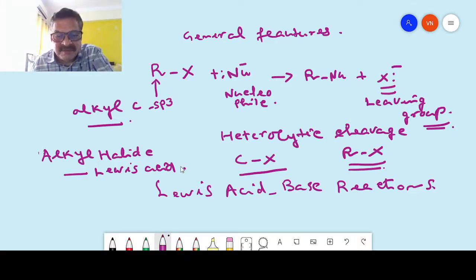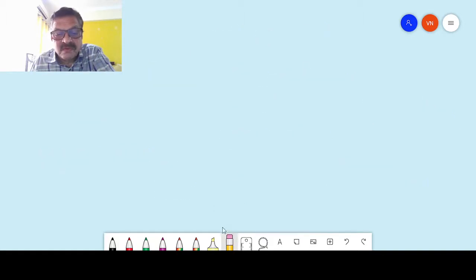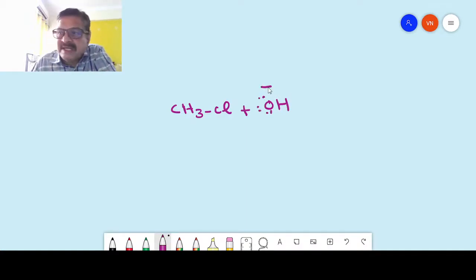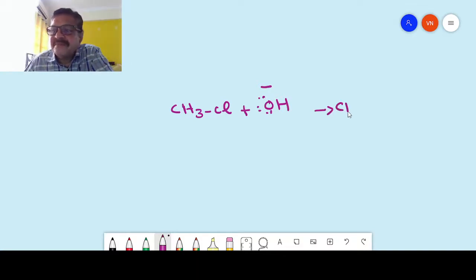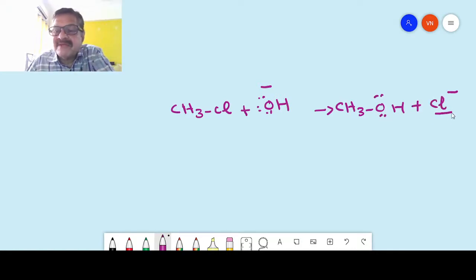Now a simple example I can give you is methyl chloride, CH3Cl, the simplest methyl halide. Then we have OH minus, which is the nucleophile. This gives you methyl alcohol, and then we have chloride, Cl minus, which is the leaving group. This is how the reaction takes place.